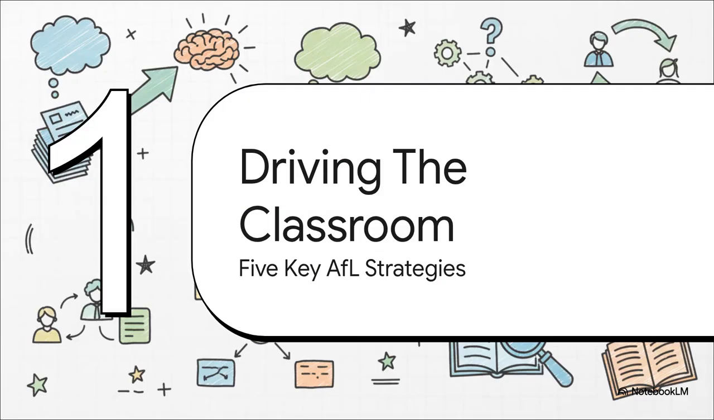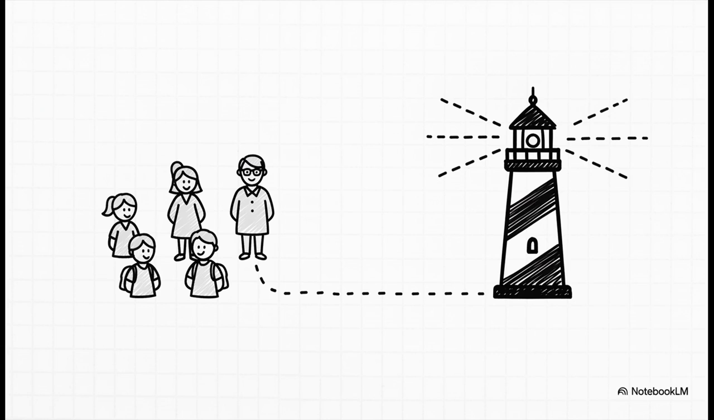But what does this actually look like in a real busy classroom? Let's break it down into 5 key strategies that really bring this to life. First things first, you got to make sure everyone in the car knows where you're all going. This means being crystal clear, not just about what students are supposed to learn, but about what success is actually going to look like.